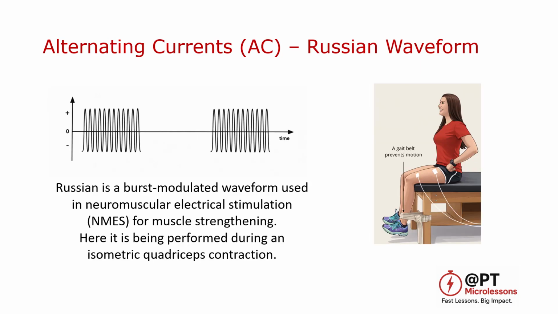Now this is Russian current. And what you're seeing here is a burst-modulated alternating current waveform. So instead of a continuous signal, the current is delivered in bursts, followed by brief periods of no stimulation. That on and off pattern is what gives Russian current its characteristic look and feel. Now clinically, this is important, because those bursts are designed to produce a strong tetanic muscle contraction, and that's why Russian current is typically used for muscle strengthening, not pain modulation. So unlike interferential or premodulated current, this is targeting motor activation and force production.